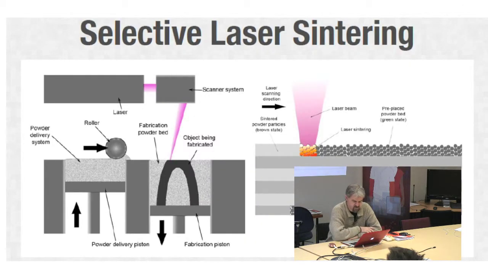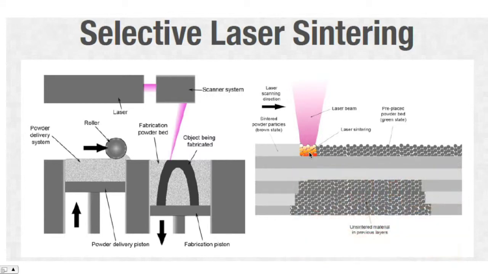Selective laser sintering is different. In this case, what you have is a powder, and there are two parts here. There's a piston that pushes up and pushes the powder up, and then there's a piston that goes down. So this is the delivery side, and this is the fabrication side. Then as it goes down, you have a laser beam that heats again, and it melts the powder, and it then makes a 3D object from the powder being melted.